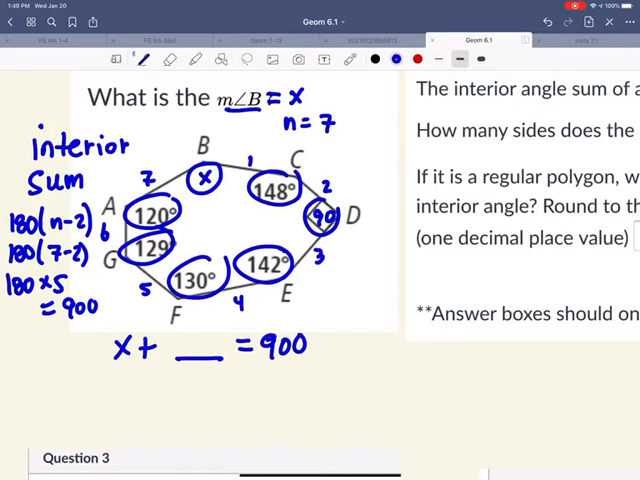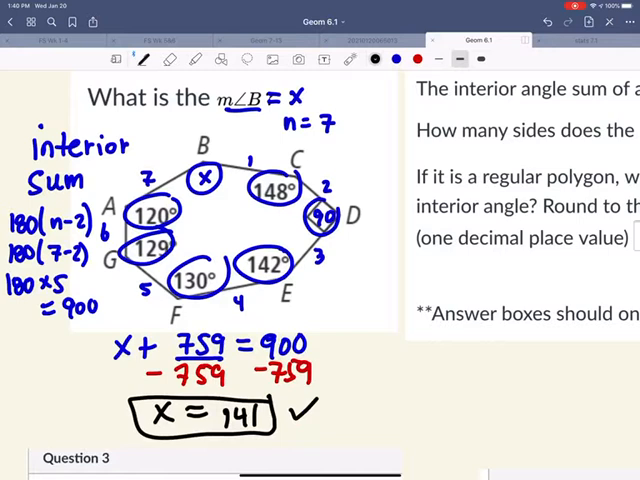So 120, 129, 130, 142, 190, 148. So I get 7. Right now you might want to double check me. I get 141. Okay, and I think that's one of our choices, so I feel good about that. This would be 141, and we could check our work by adding all these up. They all should add up to 900 because it is a 7-sided shape.